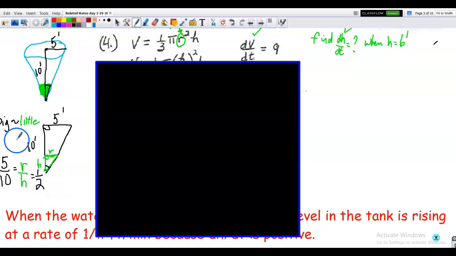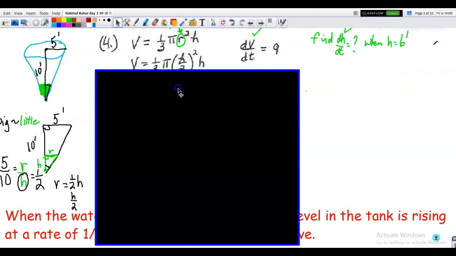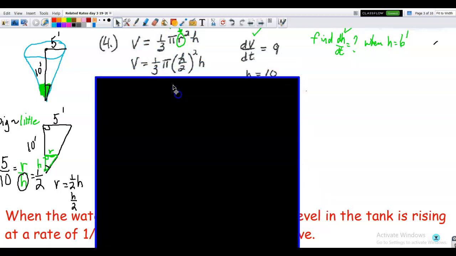And if I want to get r by itself, remember that was my goal. I want to get a replacement for r. I can multiply both sides by h, and that means that every radius is 1/2 the length of the height. Now you can write that as 1/2 h, or you can write that as h over 2. It's the same thing. So I'm going to go back up to my formula, and I'm going to replace that r with the h over 2.